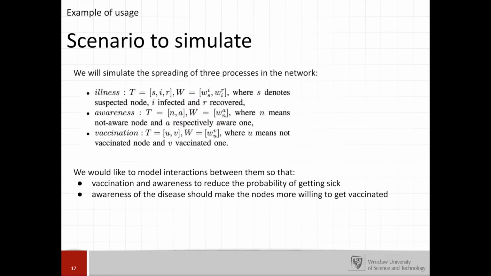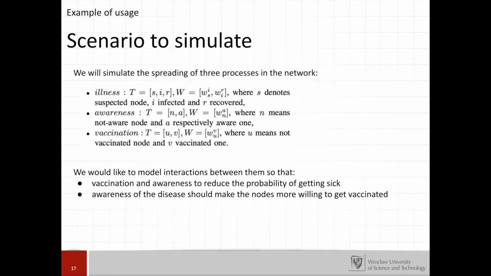Finally, a practical example can be presented. We will simulate the spreading of three processes: an illness affecting the network, awareness of its existence, and vaccination against it. Illness will have three possible states: suspected, infected, and recovered, and two possible transitions: suspected to infected and infected to recovered. Awareness will have two possible states: not aware, aware, and one allowed transition: not aware to aware.